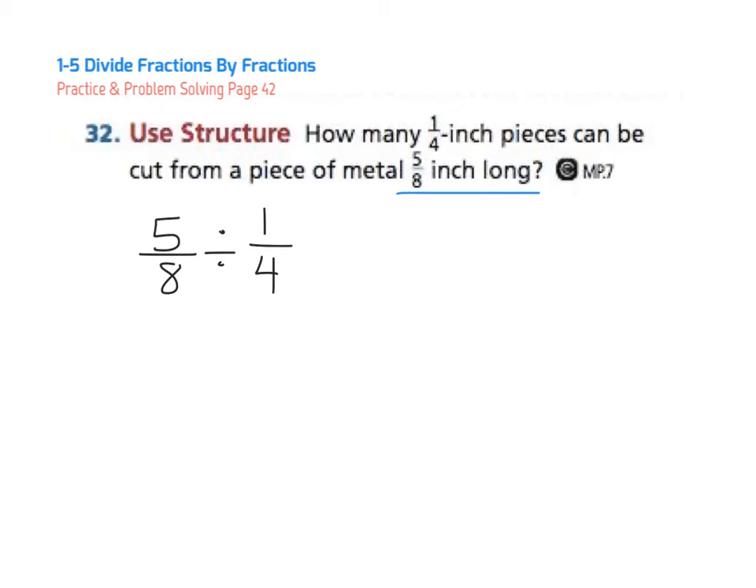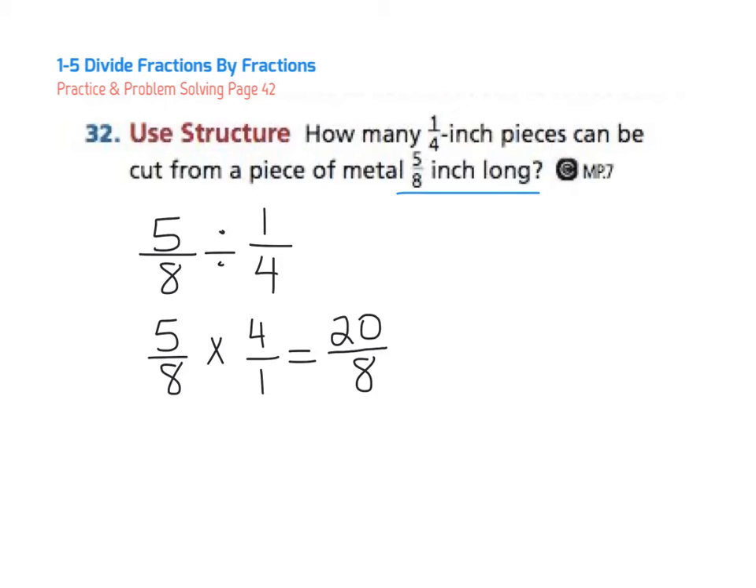Well, this is just a division of fractions problem. We leave our first fraction alone, change divide to times, flip the second fraction over. So instead of 1/4, let's make it 4/1, and then multiply straight across. 5 times 4 is 20, and 8 times 1 is 8. But wait a minute, I think I can simplify that.